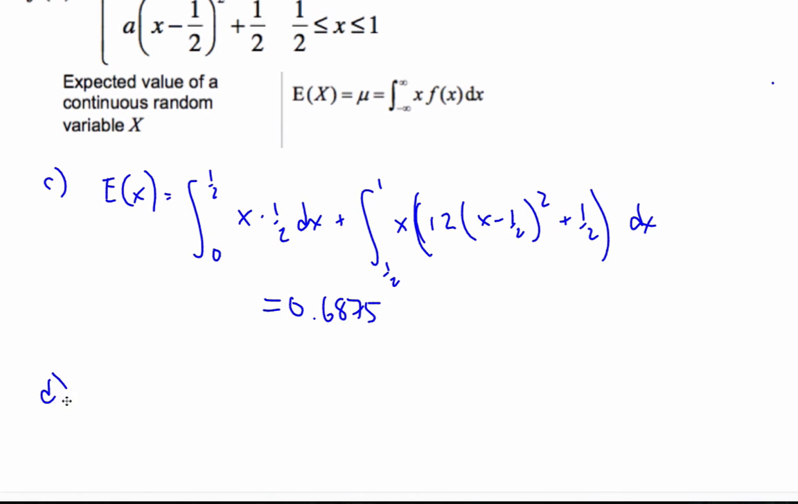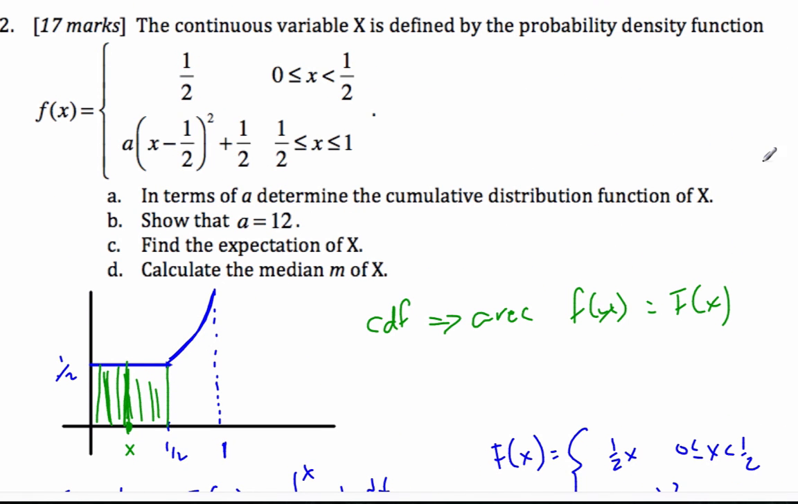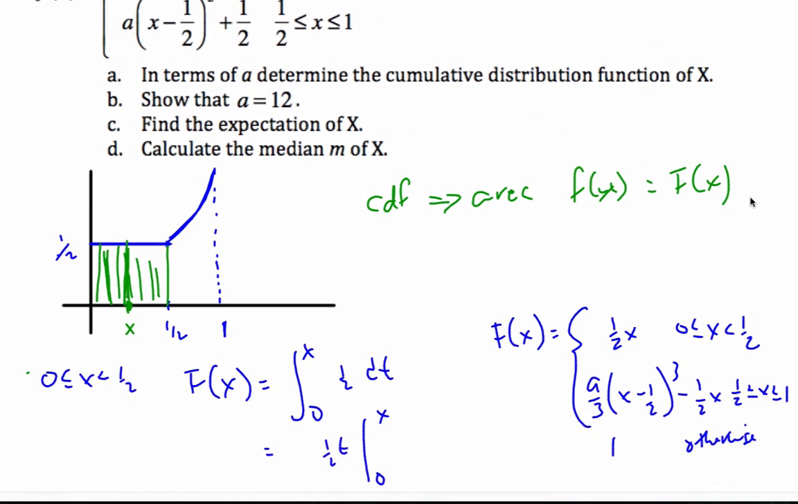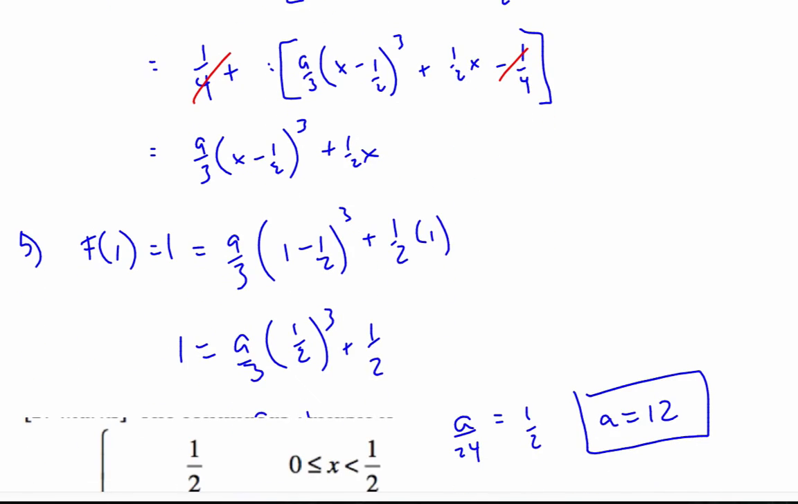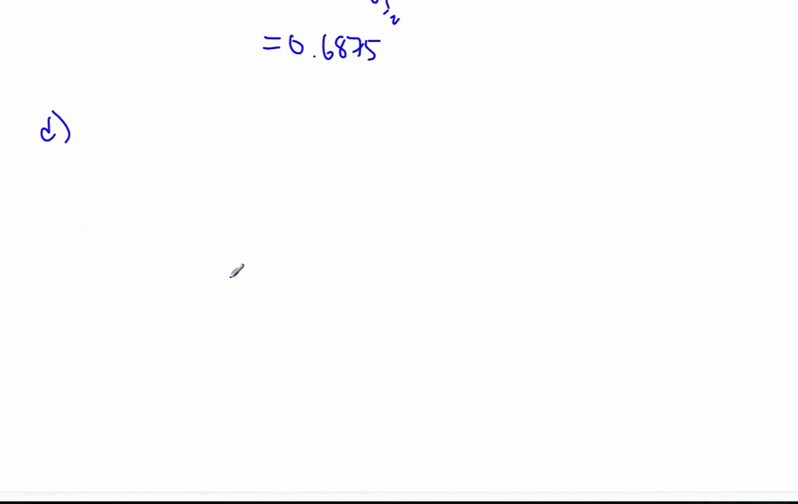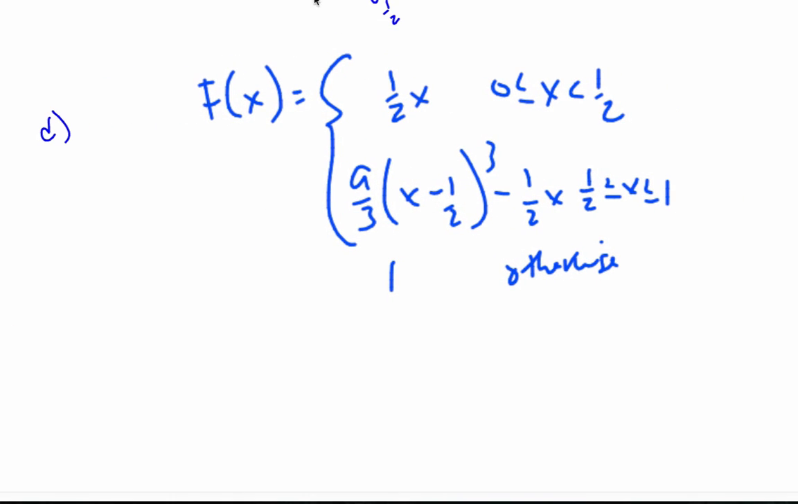And then finally, D part from the problem is asking us to calculate the median m of x. Well, I know if I'm going to find the median, with my cumulative distribution function, this particular function, I want to add up all my area, and I want this to be equal to 1/2. And so what I'm looking for is I want F of some value m equal to 1/2, because that's what median is. It accumulates up to 1/2. Well, I already know that this is going to be less than 1/2, since if I put 1/2 in there, it's going to be a quarter.